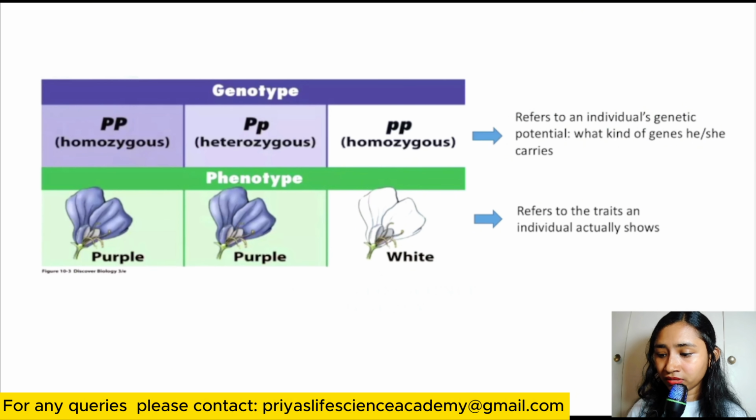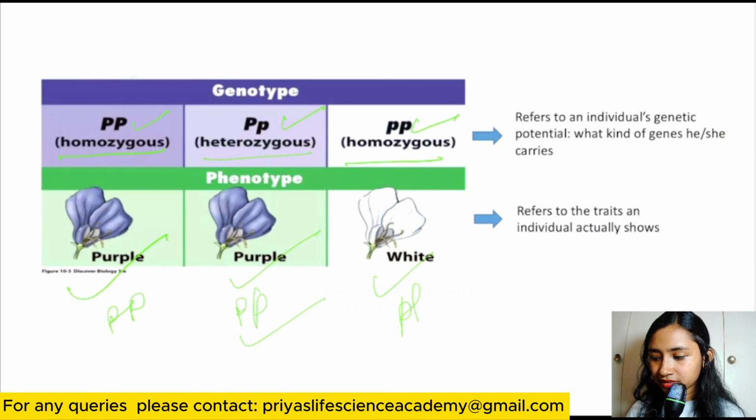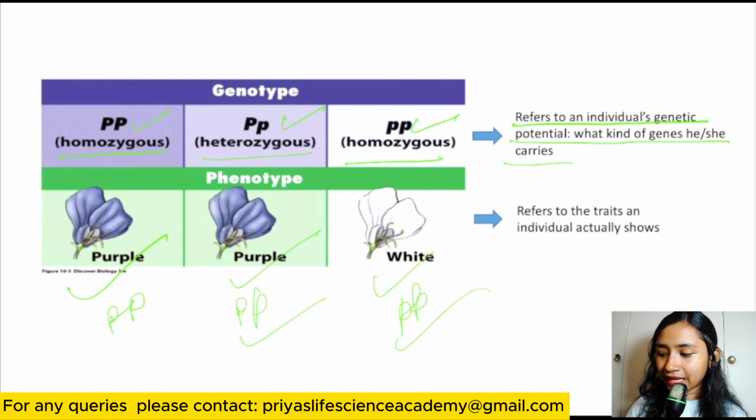So from this you can see homozygous capital P, heterozygous capital P, small p, and homozygous small p. These are homozygous capital P, purple. This is also capital P, small p, purple. This is small p, small p, that is it. That is why it is white. So we know that genotype refers to an individual's genetic potential, what kind of genes he or she carries, and phenotype refers to the trait an individual actually shows, the observed condition.